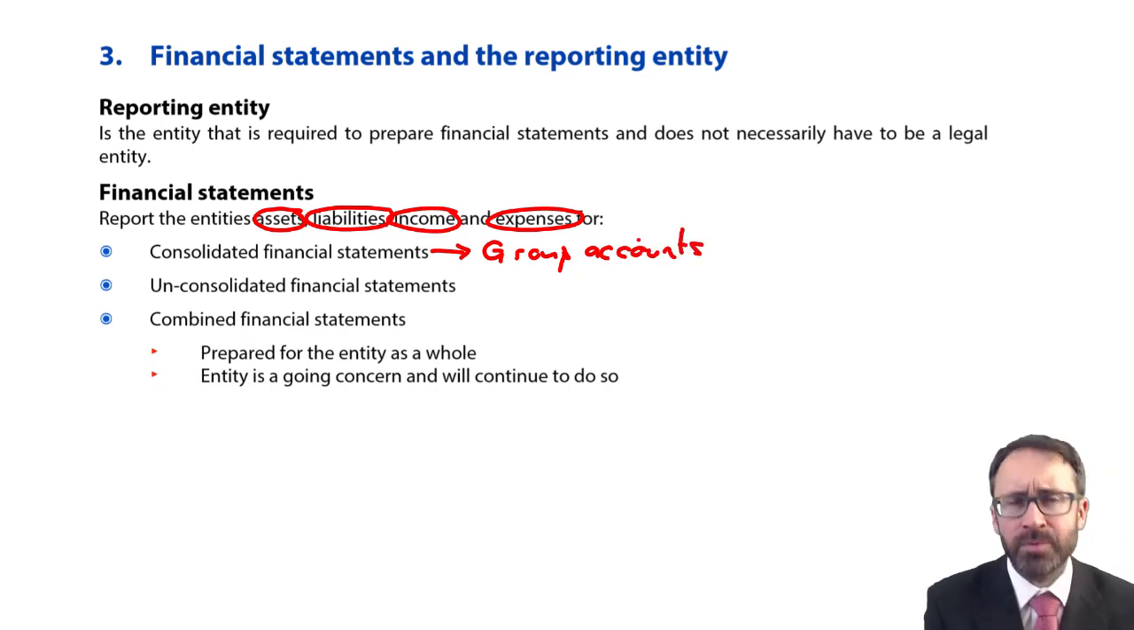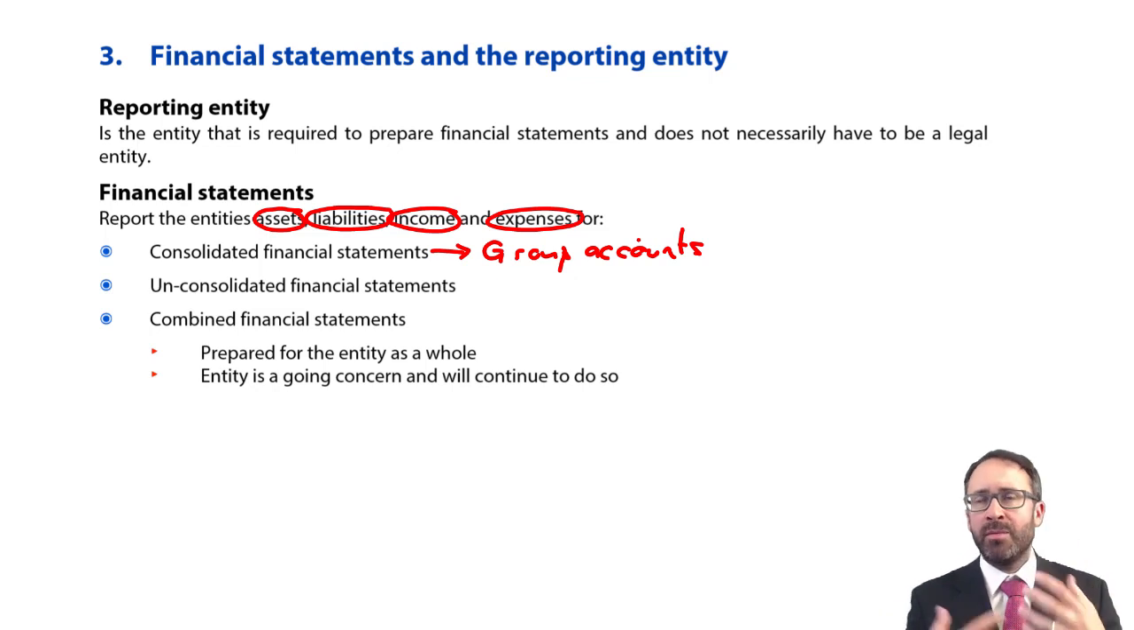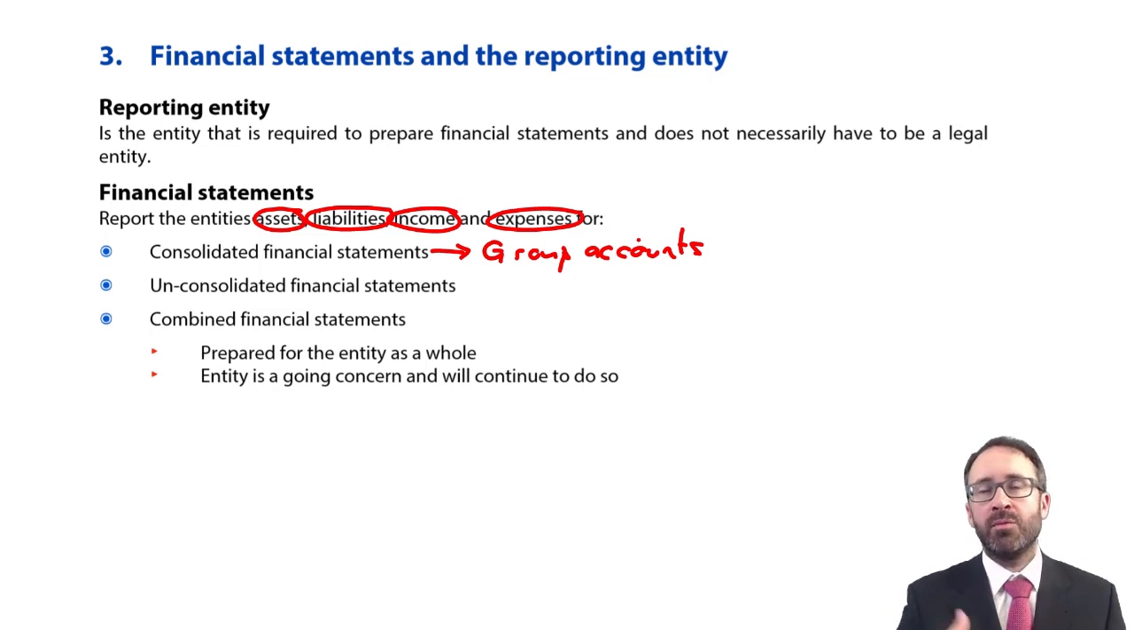your group accounts. So you've touched upon group accounts very briefly in financial accounting, whereby you have a parent that controls a subsidiary. If you're preparing the group set of accounts, then you need to report for that group the assets, the liabilities, the income, and the expenditure.